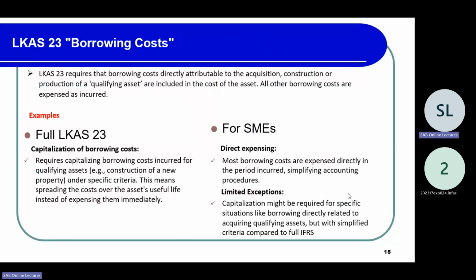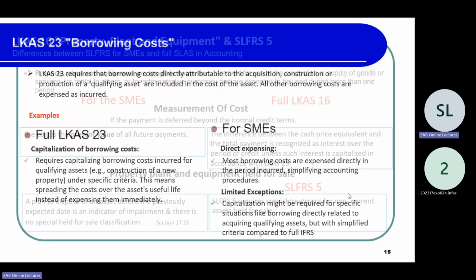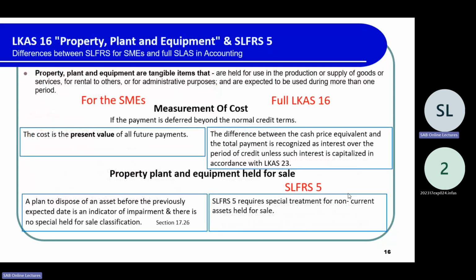Next for the SMEs, direct expense. Borrowing costs are expensed directly in the period incurred, simplifying the accounting procedures. And there are limited exceptions: capitalization might be required for specific situations, like borrowing directly related to qualifying assets, but with simplified criteria compared to the IFRS. Next, I would like you to look at this evaluation.